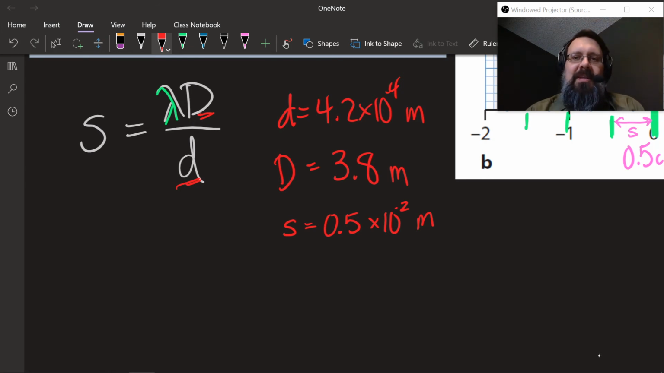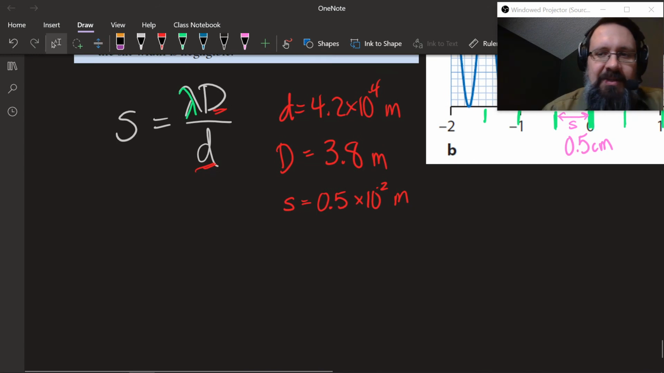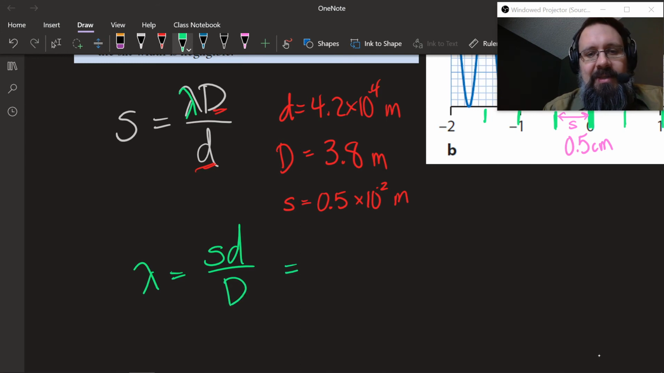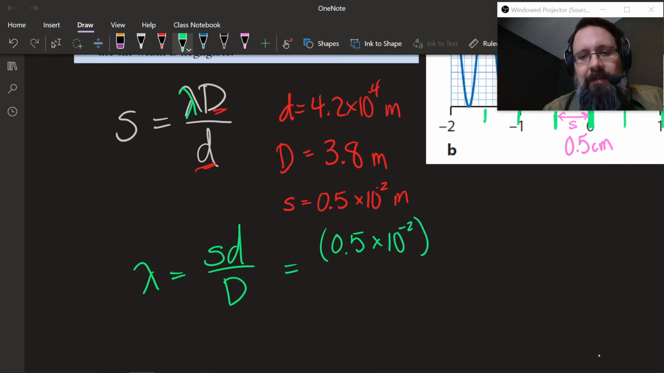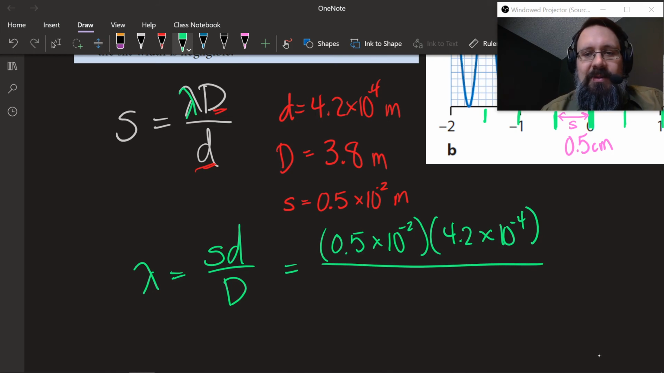So now we just have to plug this in and solve for lambda. So the first thing I'll do is rearrange this equation solved for lambda. So lambda is going to equal, we just got to rearrange things. So we'll multiply the little d to the other side, so s times little d, and then divide by the big D. So now we just have to plug everything in. We're going to have a fringe separation of 0.5 times 10 to the negative 2, a distance between the slits of 4.2 times 10 to the negative 4. Remember, that's the little distance, divided by the big distance to the screen, which was 3.8.